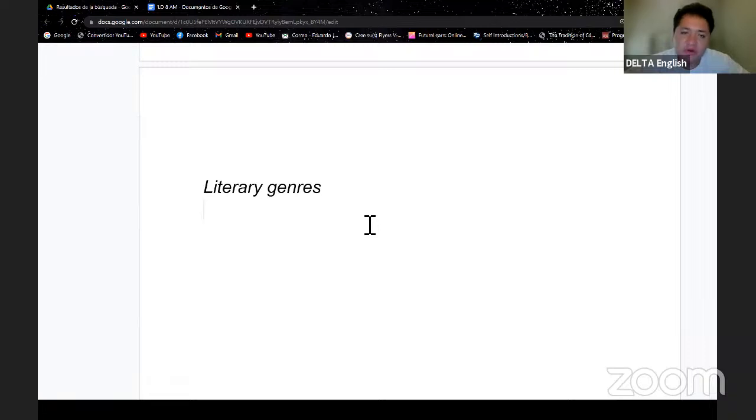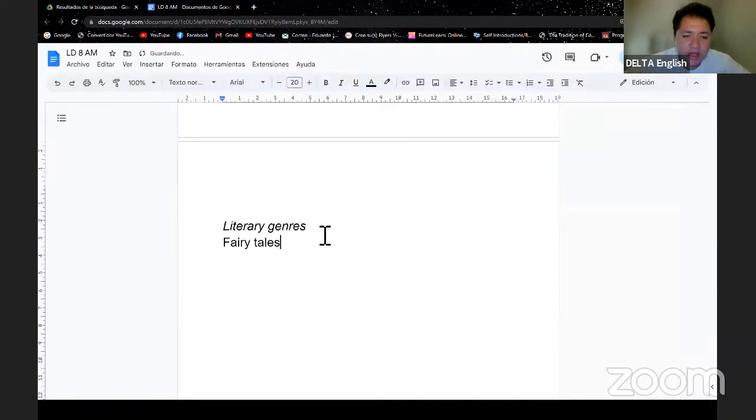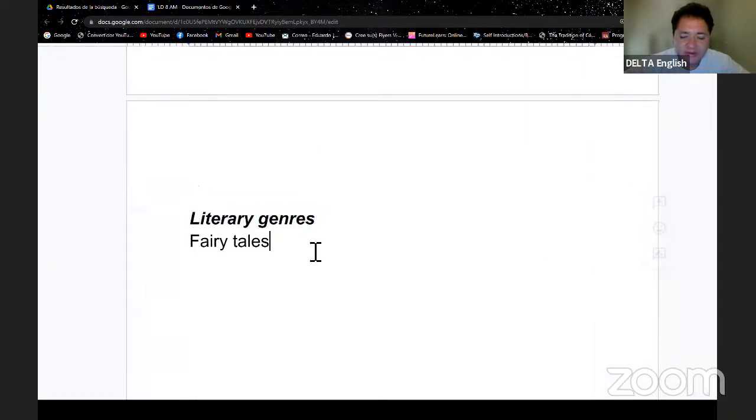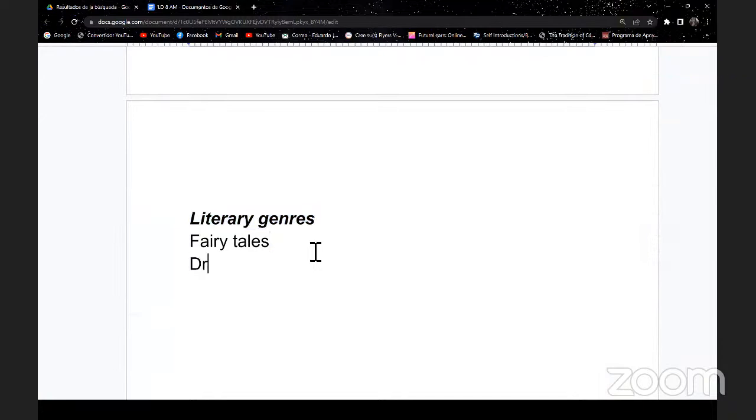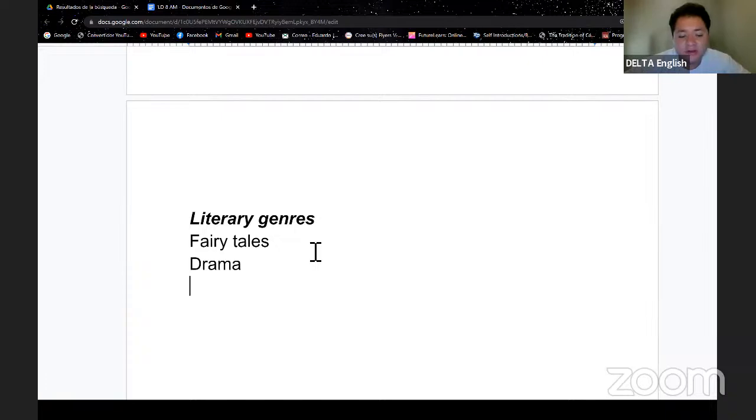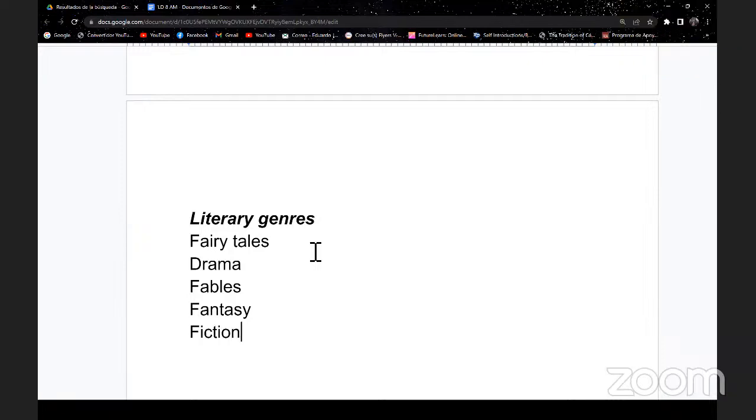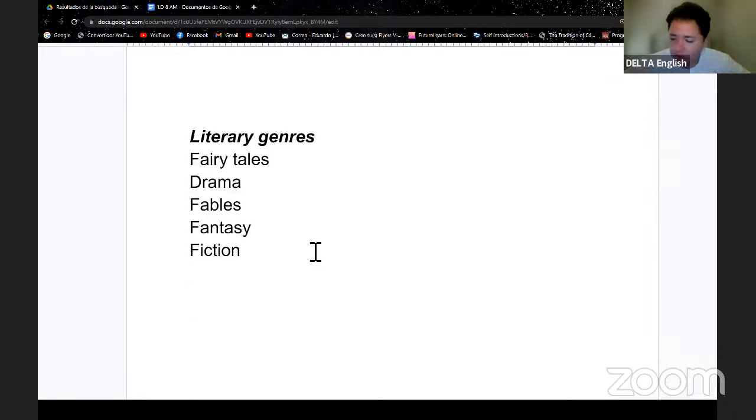Okay, some literary genres that we have in stories, for example, you have fairy tales. Fairy es un hada. What do you think is the meaning of this genre? Fairy tales. Cuento de hadas. Exactly. Drama. We also have fables. What is the meaning of fable? Fábulas. Exactly. So fables usually have morals. They have a story to teach you. Fiction. We also have folklore.